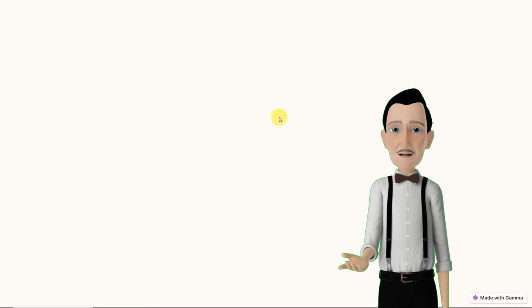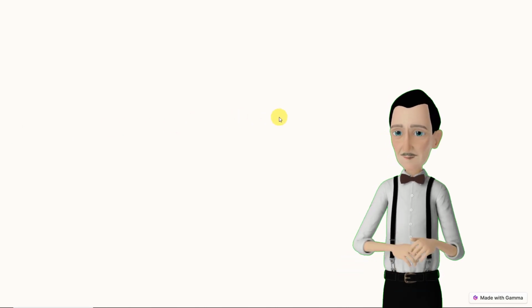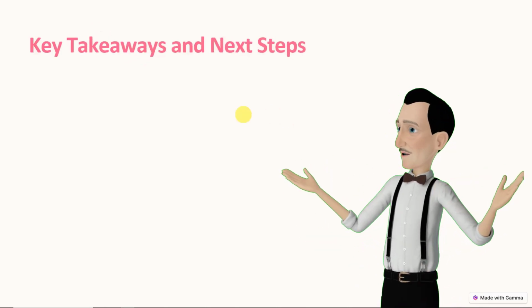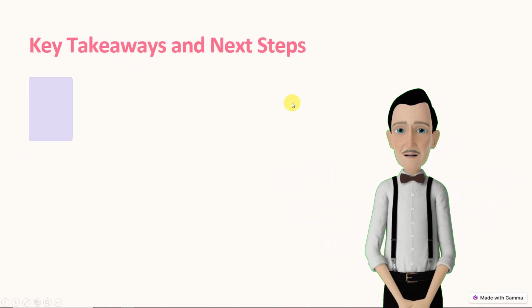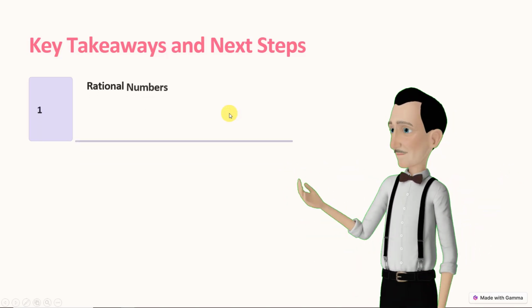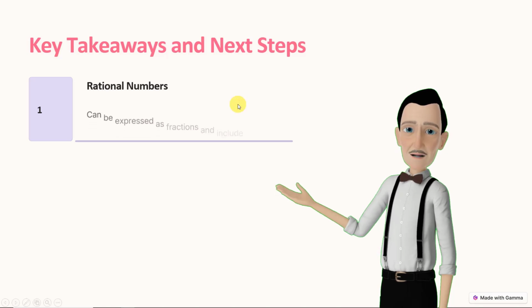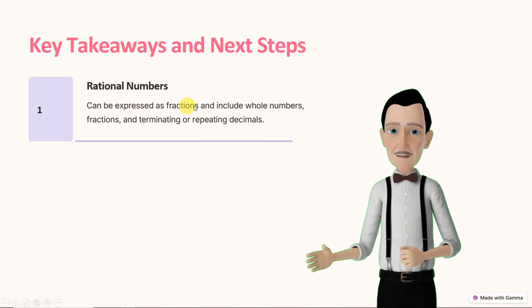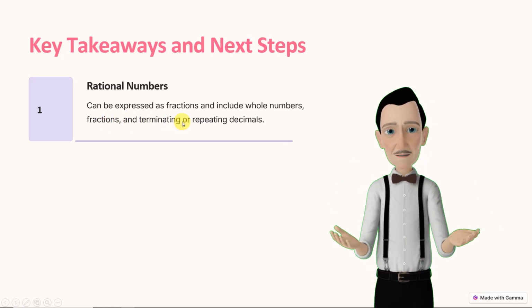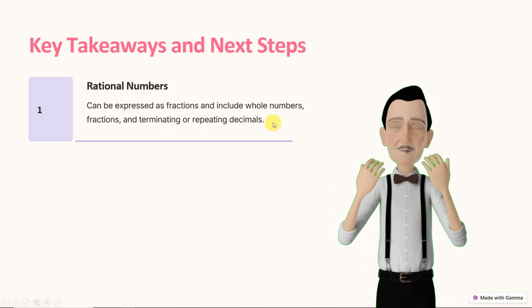Okay, let's go and learn about some key takeaways that we have learned about this lesson over here. Right, the key takeaways and the next steps. The very first one, of course, is that rational numbers can be expressed as fractions that include whole numbers, fractions and terminating or repeating decimals.